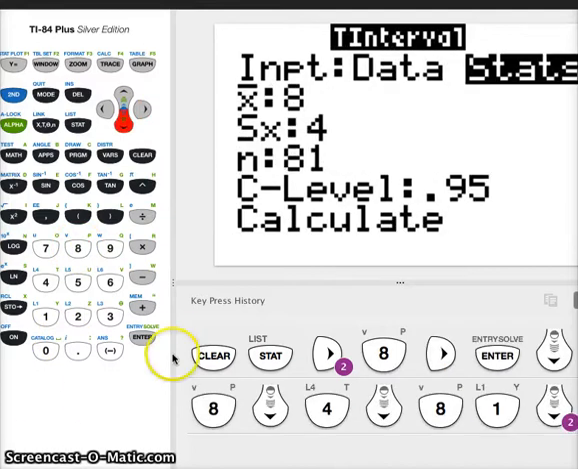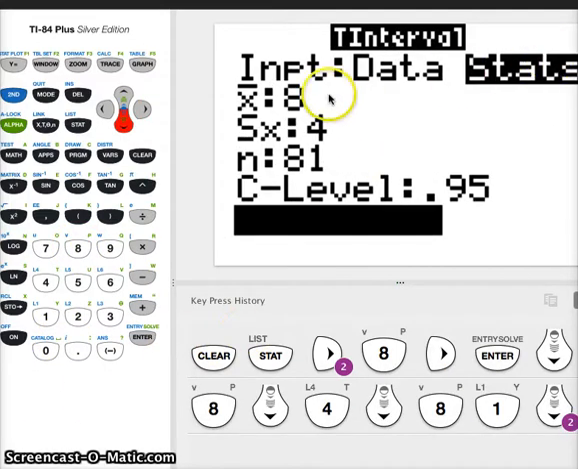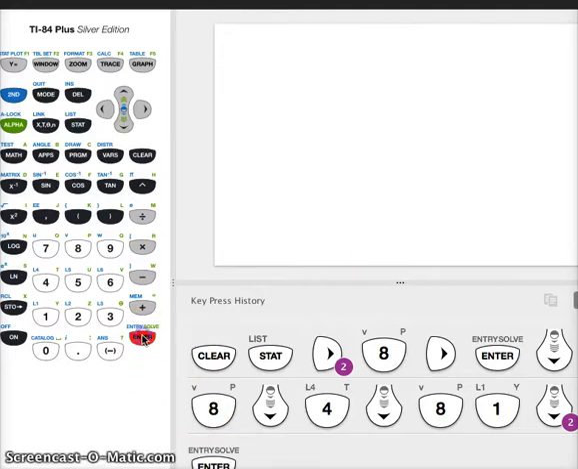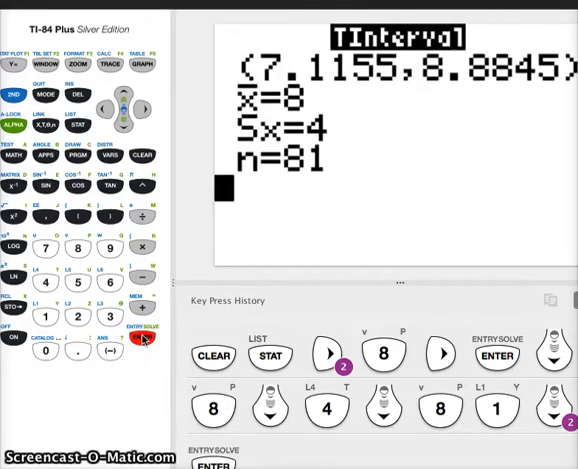Okay, don't forget we're doing stats. There's our x bar, standard deviation, the number, confidence level. We're going to hit enter, and lo and behold, we're going to do this calculation. Remember, we said 7.12. That does round out to 8.88, and that does show also.